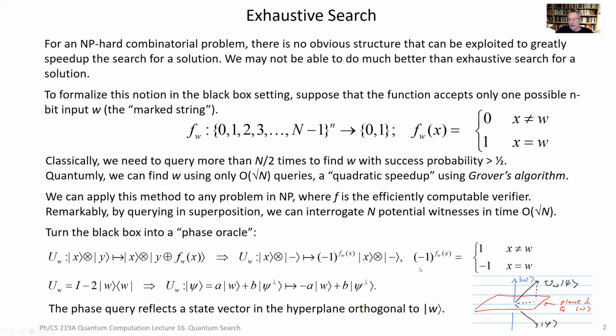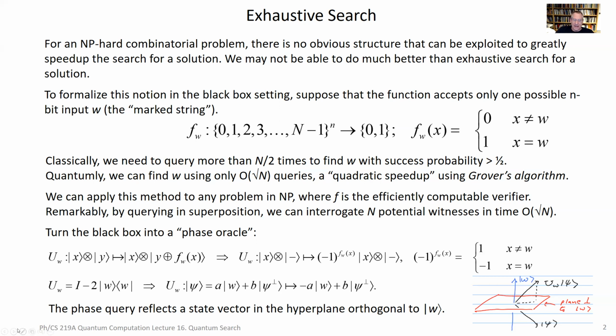So what a query does is, of the capital N orthonormal basis states for our Hilbert space, it doesn't do anything to capital N minus 1 of them. And for the one marked string, that string that we're trying to find, namely x equals w, it changes the phase. It flips it to minus 1. So I can write this unitary this way as the identity minus twice the projection onto w. For anything orthogonal to w, it just acts like the identity. But for w, it becomes identity minus, well, 1 minus 2, minus 1, acting on the state w.